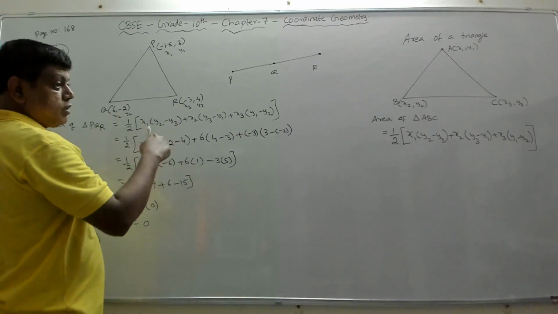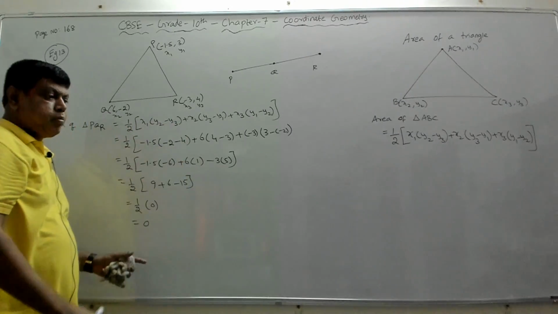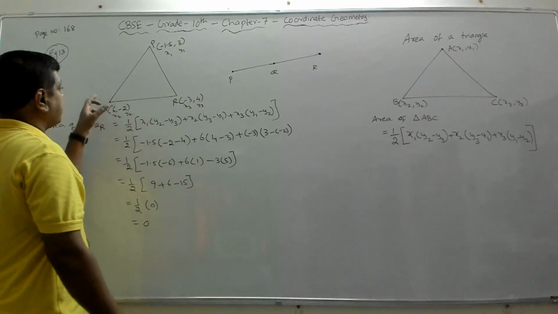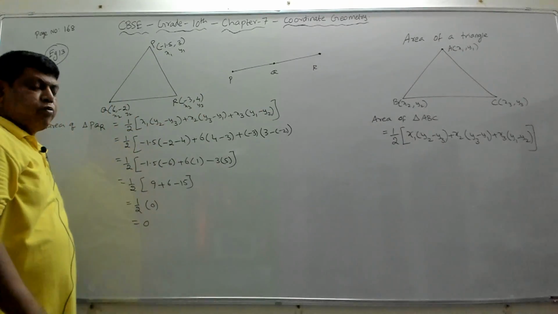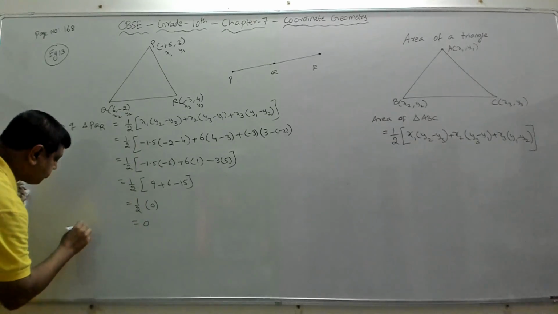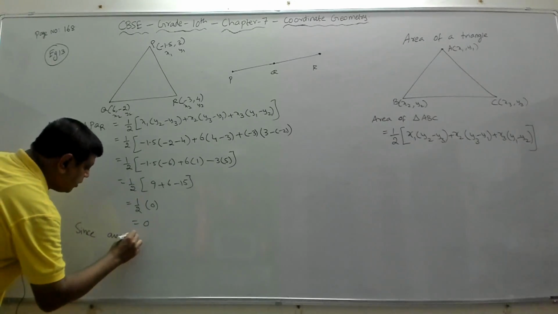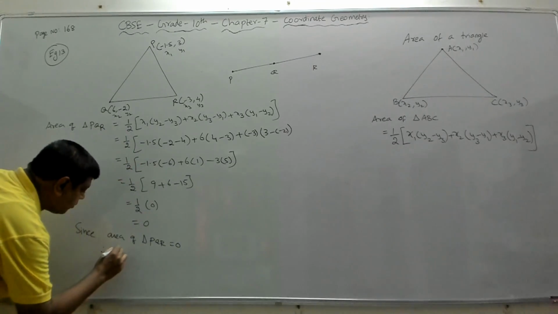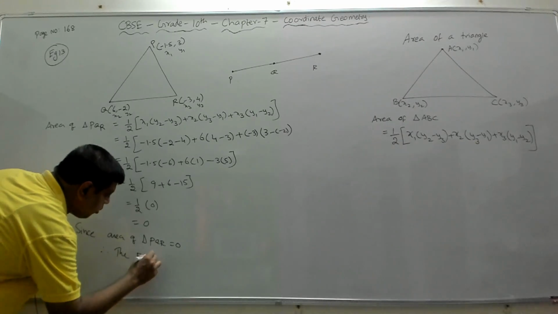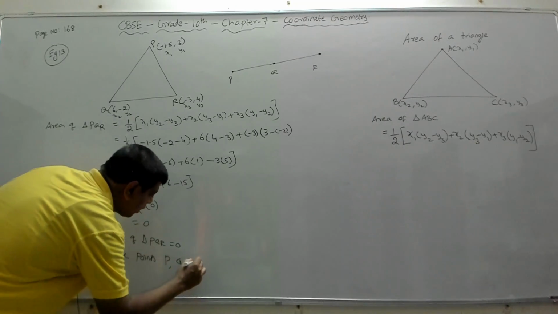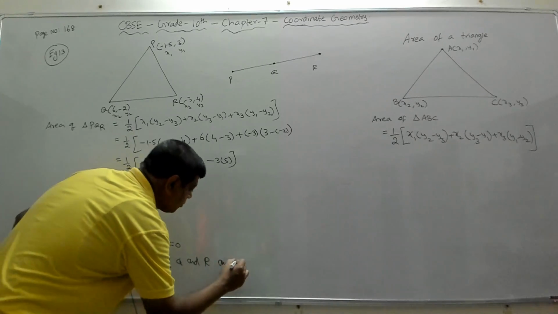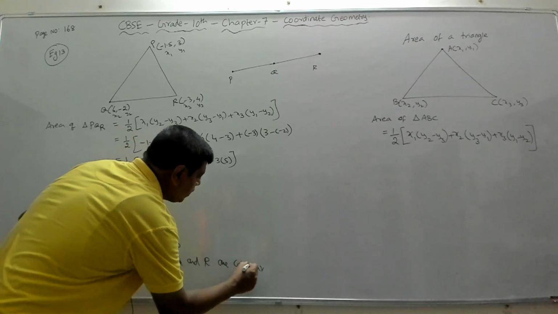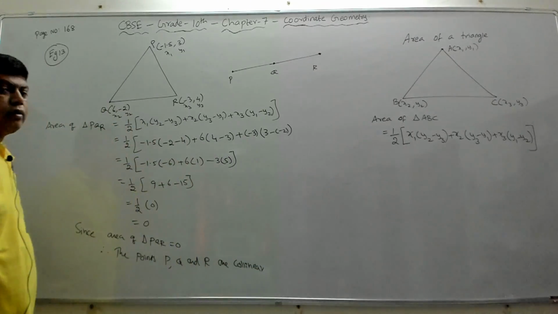So the given vertices, which means the 3 points are collinear, because area of the triangle is 0. The moment area of the triangle is 0, then your PQR cannot be like a triangle, it can be only like this. So we will say that since area of triangle PQR equal to 0, therefore the points P, Q and R are collinear points, which means they lie on the same line. Collinear points, or you can say they are collinear.